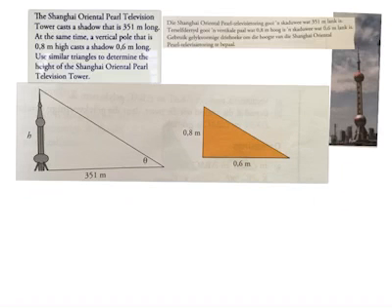The Shanghai Oriental Pearl Television Tower casts a shadow that is 351 meters long. At the same time, a vertical pole there that is 0.8 meters long casts a shadow of 0.6 meters. They ask us to use similar triangles to determine the height of this television tower.